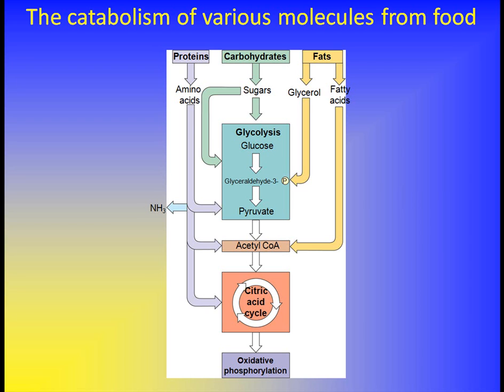Now we also can digest our proteins. Proteins are amino acids. They can enter into this chain of cellular respiration at the pyruvate level, at the acetyl-CoA level, or directly into the citric acid cycle. So we do lose the ammonia of our amino acid, the NH3, as a waste product, but we can generate some energy out of those proteins depending on the amino acid structure. Where it enters into cellular respiration will depend on the amino acid.